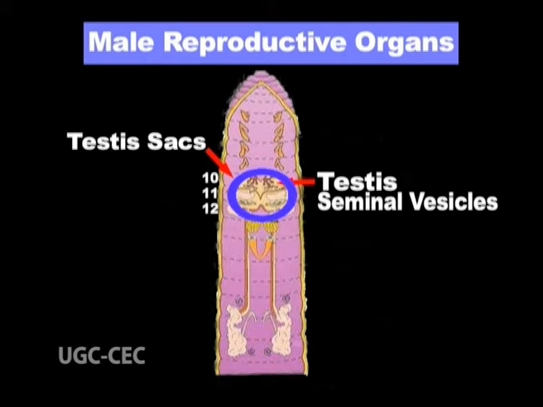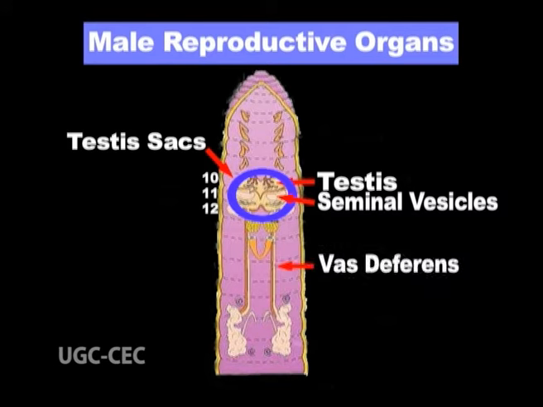Seminal vesicle. There are two pairs of large white seminal vesicles lying in the 11th and 12th segments respectively. The first pair of seminal vesicles lie in the space of the testis sac of the 11th segment, which communicates with the testis sac of the 10th segment. The second pair of seminal vesicles lies in the 12th segment, which communicates with the testis sac of the 11th segment.